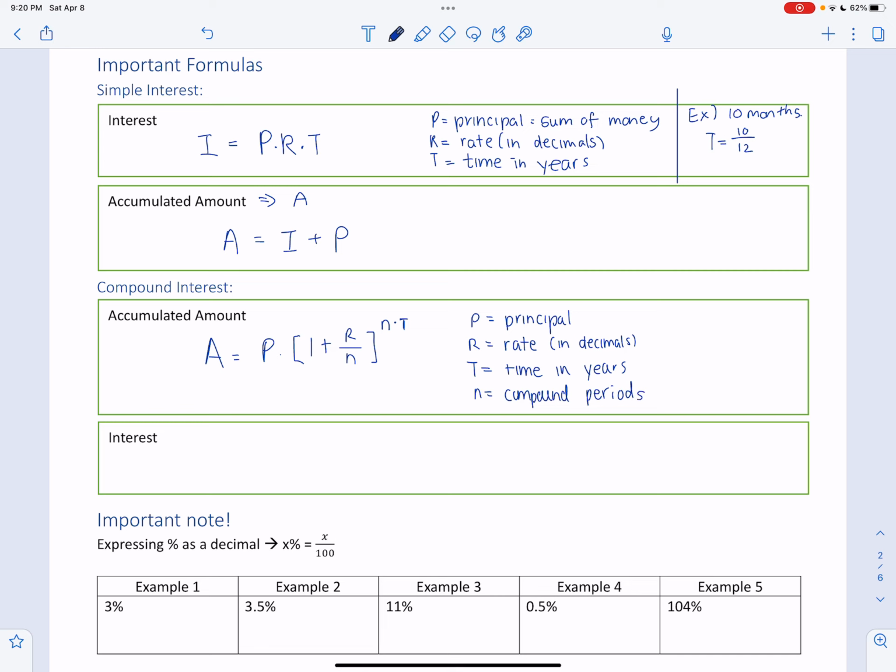So how do you find interest this time? Well, I only calculate the accumulated amount here. So finding the interest for the entire period must be all the money that I have, the accumulated amount, minus what I started with, so that's the principal. Okay, so that's how you find this.